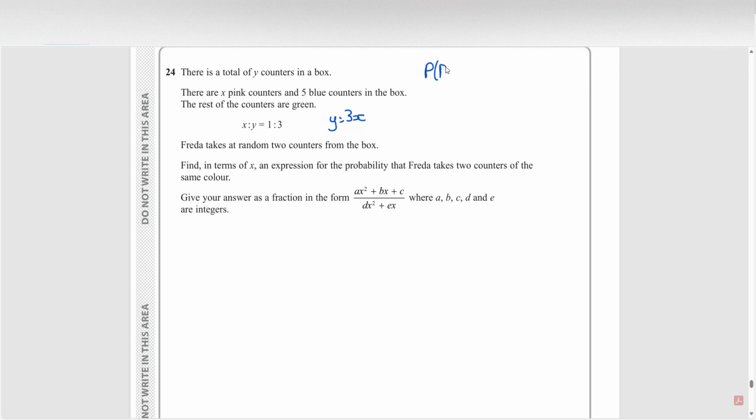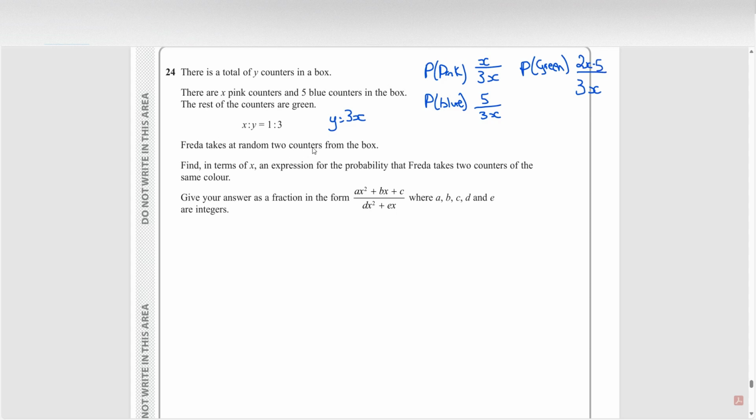So we've got the probability of pink. Well, there's x pink counters, so it's x over 3x. We've got the probability of blue. Probability of blue is 5 over 3x. And then we've got the probability of green. And it's still going to be over 3x. Okay. And we can have it as basically 3x minus x minus 5, or we can just have it as 2x minus 5. Okay, so the probabilities of each one.